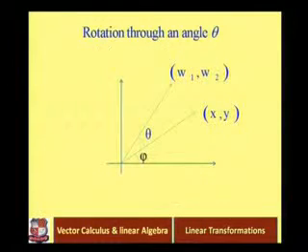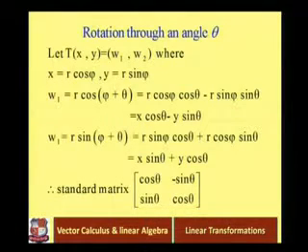Because the total angle of w1 w2 with the x axis becomes theta plus phi, we have to take w1 equal to r cos(theta plus phi). So this is equal to r cos phi cos theta minus r sin phi sin theta. We know that cos(a plus b) is equal to cos a cos b minus sin a sin b, so we use that equation that we all studied in 11th and 12th standard.